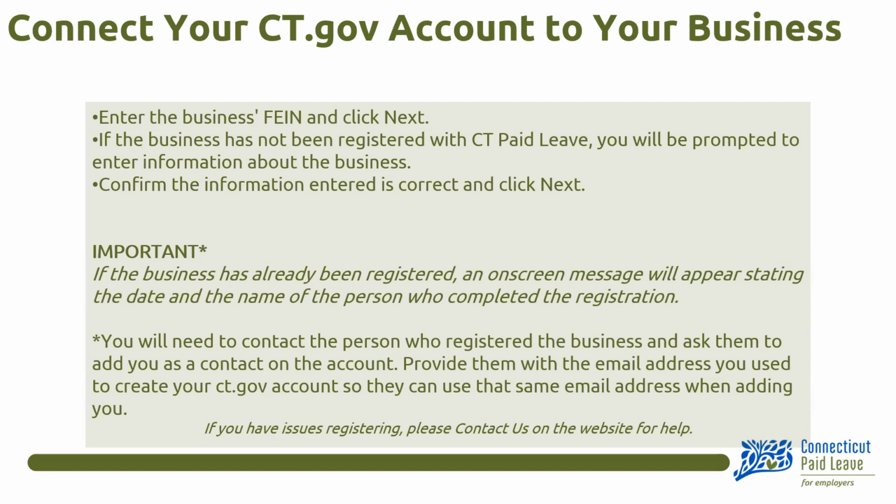A few things to look out for. If the business has already been registered, an on-screen message will appear to indicate who registered the business. This individual will then be required to log into the My Account section and then add you as a user. Be sure to provide them the information you used to create a ct.gov account, so they are using the same email address. If you have any issues during the registration process, or the individual who registered your business is no longer with your company, and you don't know who the appropriate contact for your company is, stop. Please go to our website's Contact Us page to submit a request for help with registration.